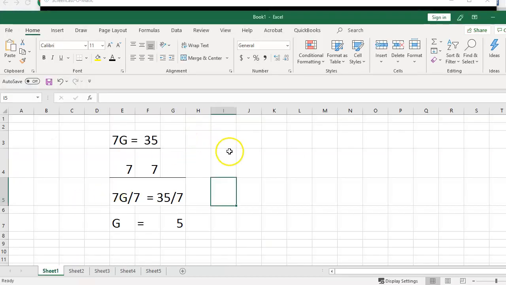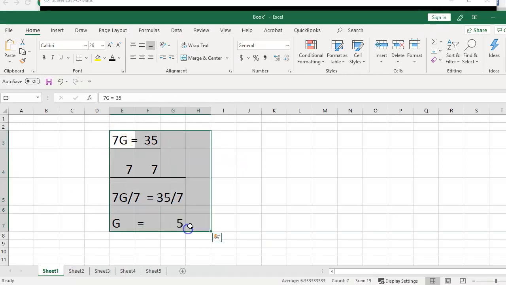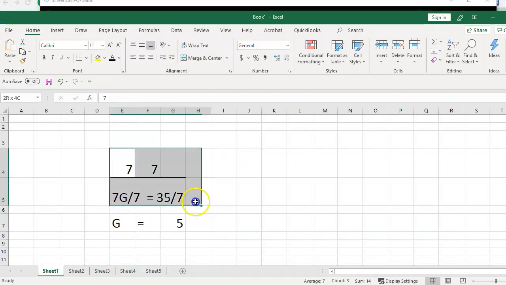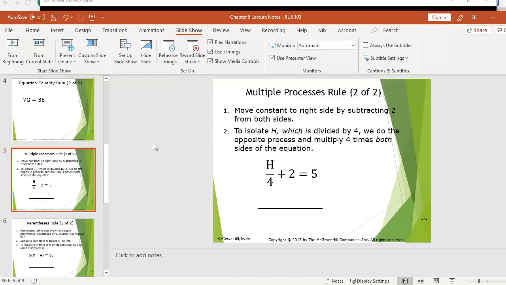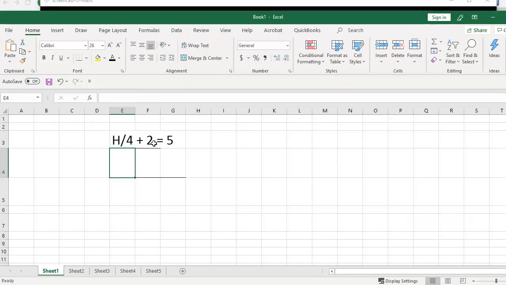So in a situation like this, let me write it out, or I guess get rid of this. Delete that. So again, we have h divided by 4, and that was plus 2. And just start over. I have my tablet, it's not working properly, so I got to do it by hand. H divided by 4 plus 2 equals 5. Okay.